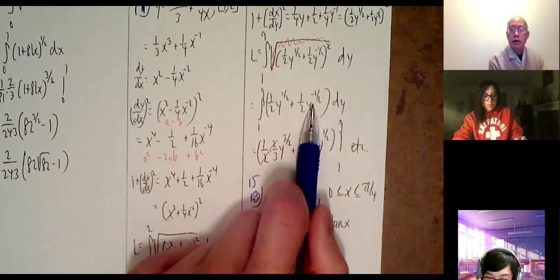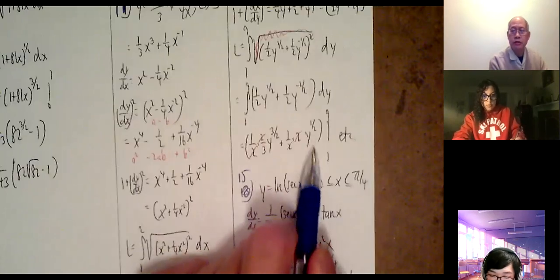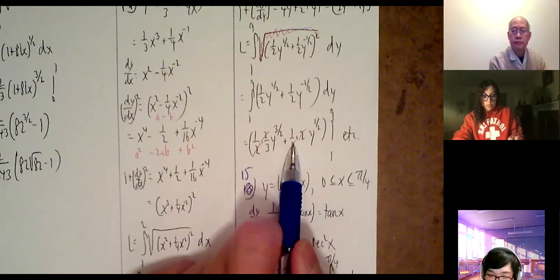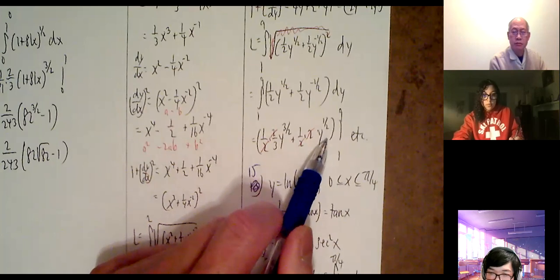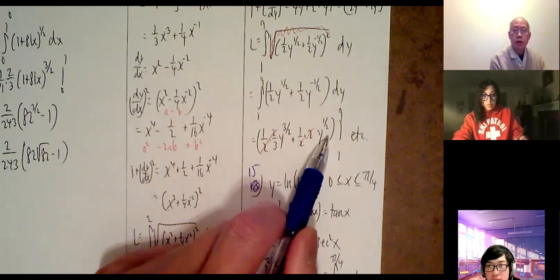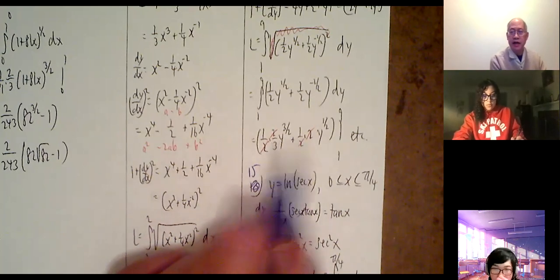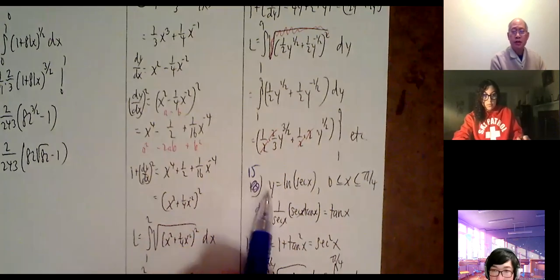1/2. Integrate y to the negative half. So if you add 1, that's y to the 1/2, divided by 1/2, which means multiplied by 2. These cancel out. Okay, then again, I'll just say etc. And you take it from there. All right, so you plug in 9 and 1 and all that stuff. Okay, 15, please.